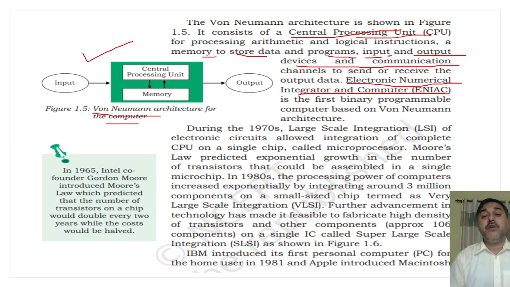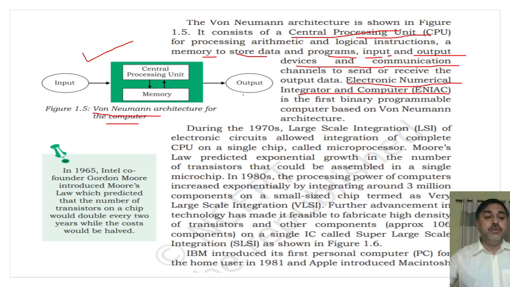So during the year 1970, we find that large scale integration in electronic circuits allowed us to integrate the complete CPU in a single chip, isn't it? So there is a different pattern of a microprocessor. Okay, so Moore's law, there is a Moore's law.